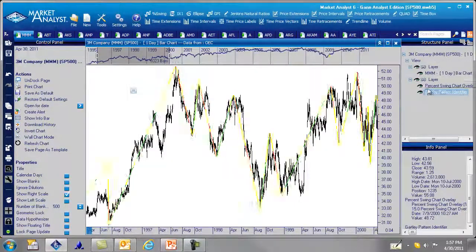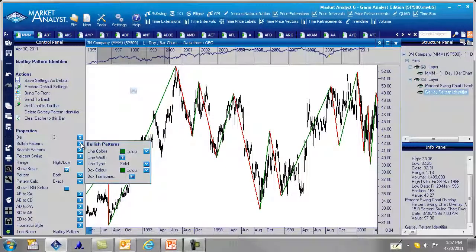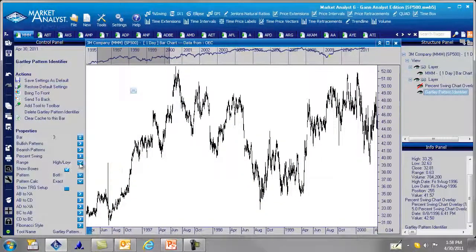So let's go back here to the properties. We got bars 3. We can choose how we want the bullish and bearish patterns to show up. You'll see what they look like here in a minute. Okay, let's go down here to range. You can base the Gartley pattern on the high versus the low, or you can do it on the close. We're only interested in the highs and lows, so put that there. Show boxes. You'll see that there in a minute. Patterns. You can choose bullish, bearish, or both. We'll have it set to both.